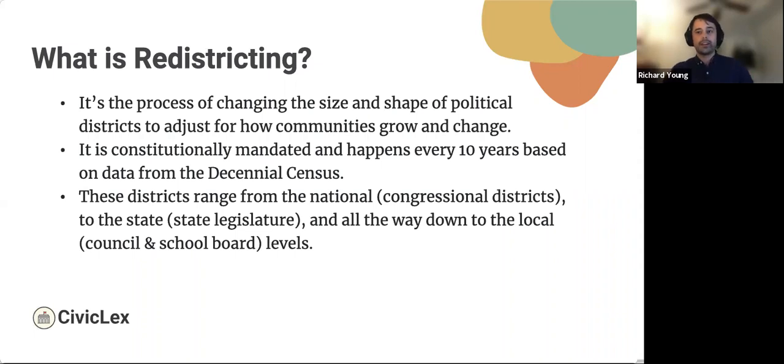And redistricting can encompass a whole lot of things. It can encompass congressional redistricting, right, which is a federal process. There's state redistricting, and then there's local redistricting, which focuses on local governments and on school boards. And we're going to be here today to talk about redistricting as it pertains to Lexington's Urban County Council.